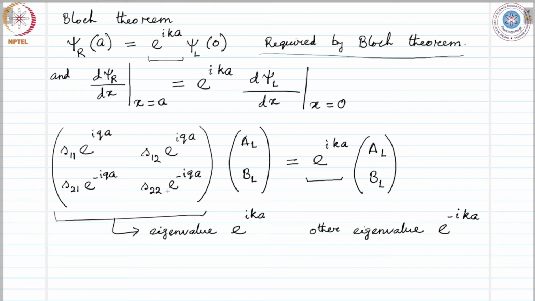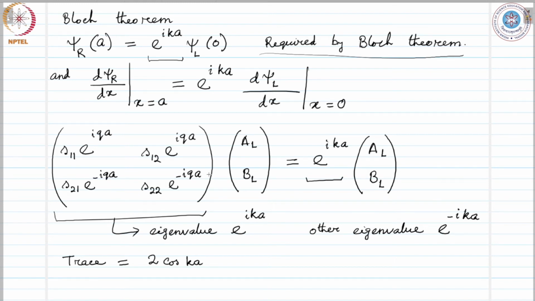Okay. If we have that, what is the trace of this matrix? The trace of the matrix is the sum over the eigenvalues. If we sum over these two eigenvalues, e power i k a and e power minus i k a, we will obtain twice cosine k a, because the trace is the sum of the eigenvalues. Now, if we look at this matrix, the trace is S11 e power i q a plus S22 e power minus i q a.